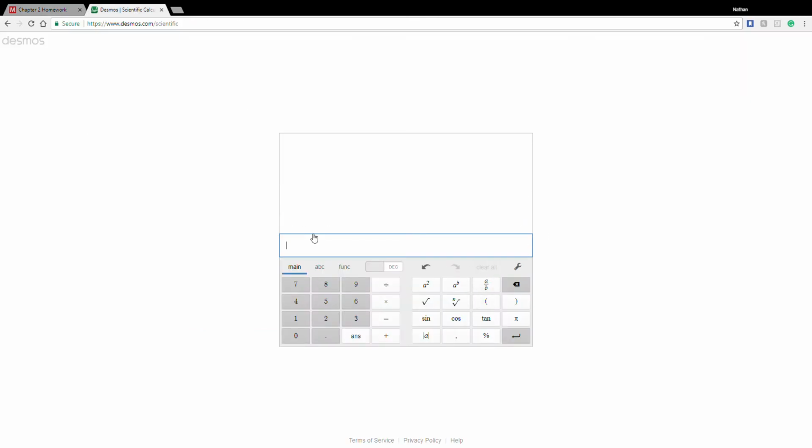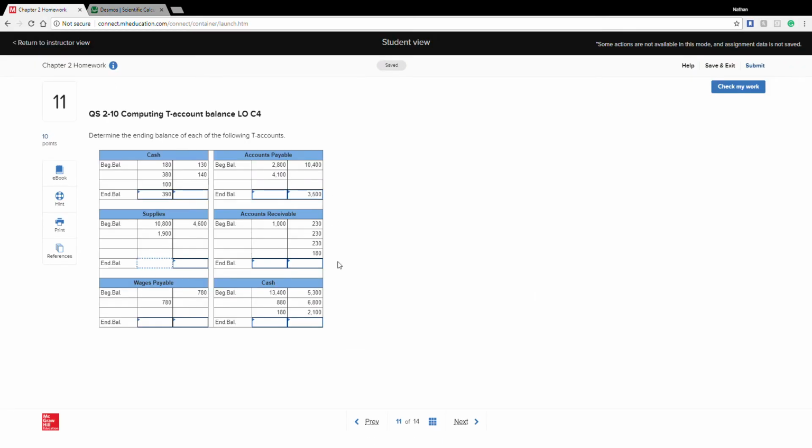Clear. So 10,800 plus 1,900 equals 12,700. Then all we do is take that 12,700 minus the 4,600 credit. We should have 8,100. Again, always put it on the greater side.